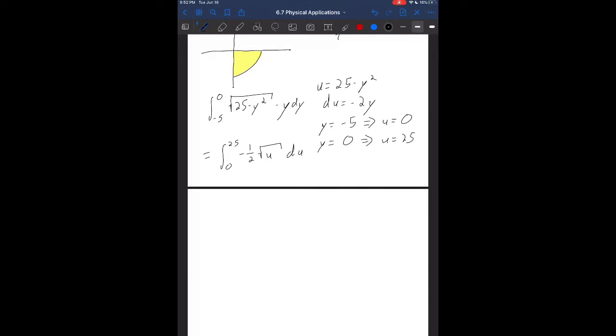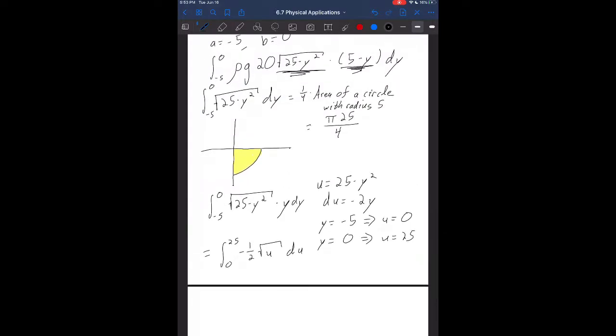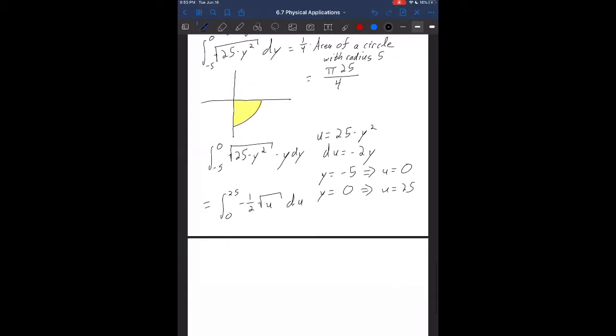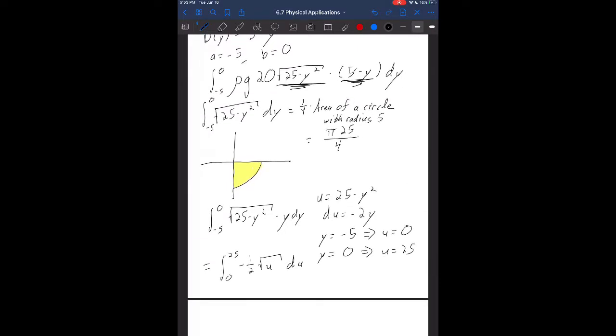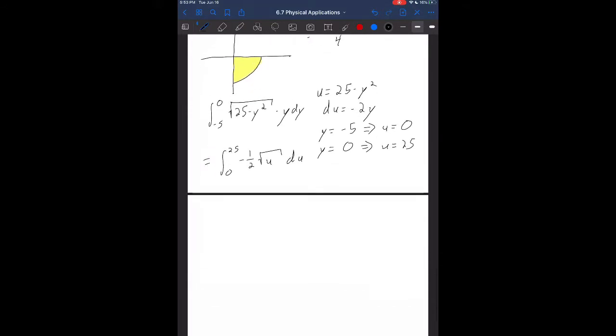Okay. We can then go through our standard process of figuring out what this is going to be. And it makes sense that there's a negative because there's a negative in front of this y right here that I didn't include in the constant. So it makes sense that we're getting a negative answer from this because we'll have a negative to cancel with this. But going through this, this is just the negative 1/2 times 2/3 times u to the 3/2, right? I added 1 to 1/2, multiplied by the reciprocal, evaluated from 0 to 25.